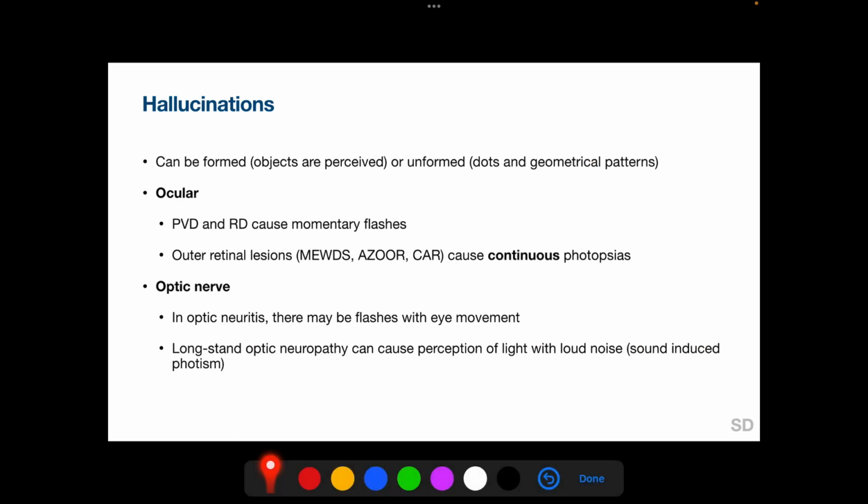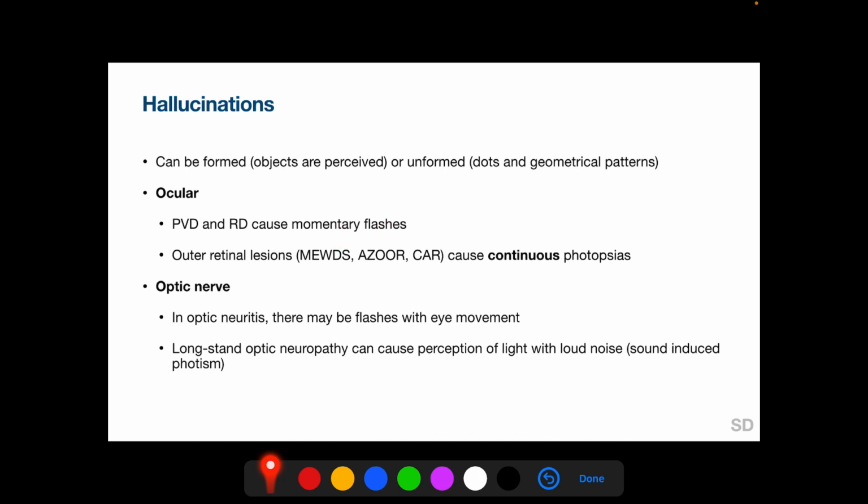So hallucinations can be formed or unformed. In unformed hallucinations, the patient perceives dots and geometrical patterns. But in formed visual hallucinations, the subject actually perceives images of objects, although those objects are not there in the visual field. Posterior vitreous detachment and retinal detachment can cause flashes or photopsias, and these are momentary.